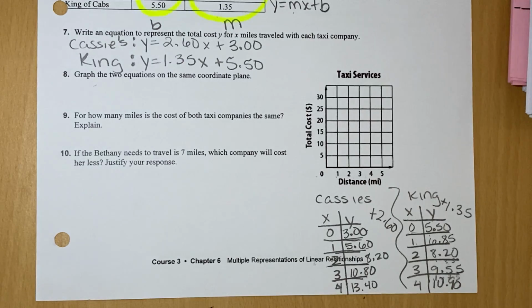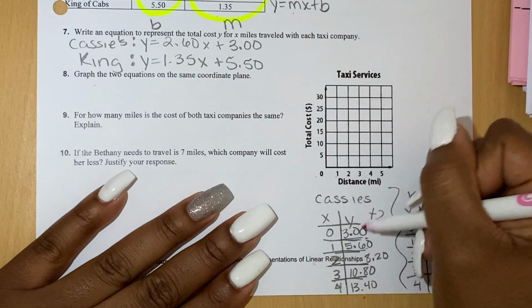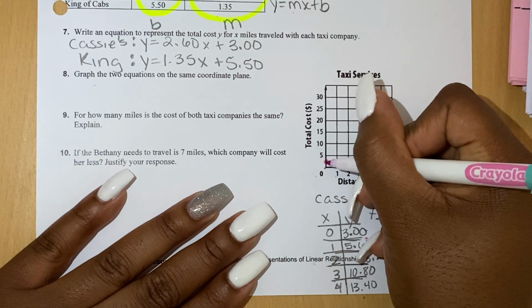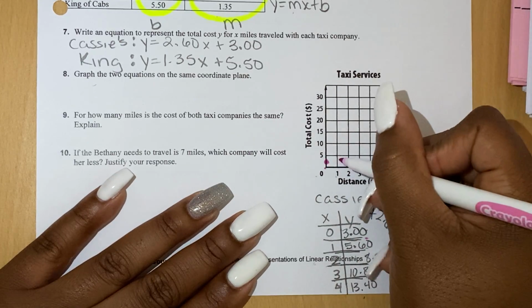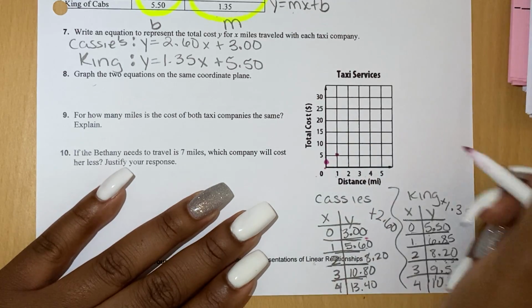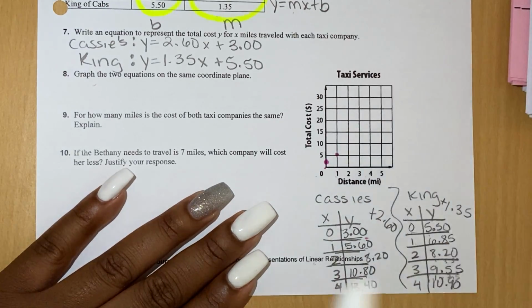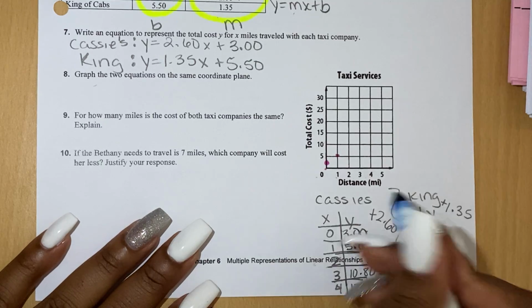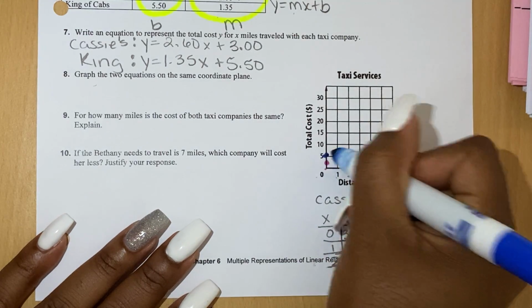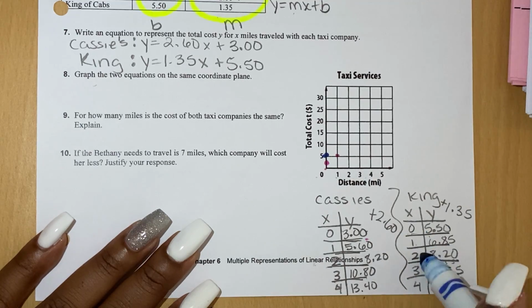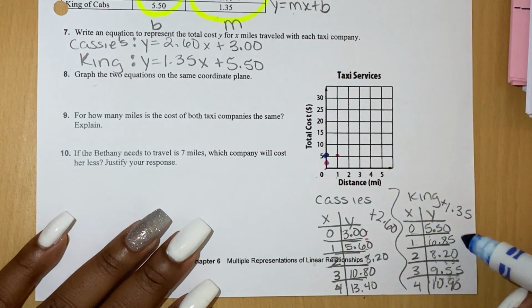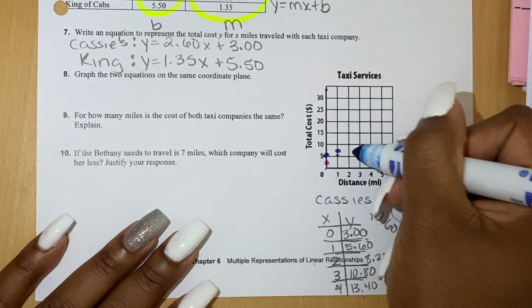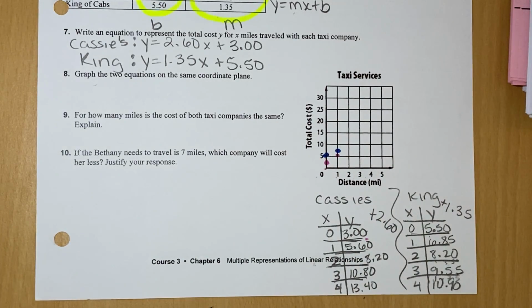Now, to plot the points, you can use 2 different colors. You can use pink for Cassie, blue for the king. But you would come here. For Cassie's cabs, $3 to start, so 0, 3. That's her first dot. For 1 mile, $5.60. 1 mile, $5.60. That's her second dot. And keep going and going and going. For the king of cabs, 0 miles, $5.50. There's his first dot. I'm sorry, that was 0 miles. 1 mile, go to the 1, $6.85. Go up. Boom, there's his 1 mile, and you keep going, okay?